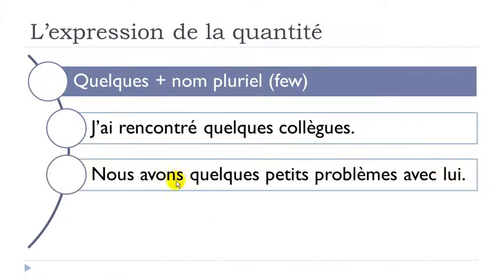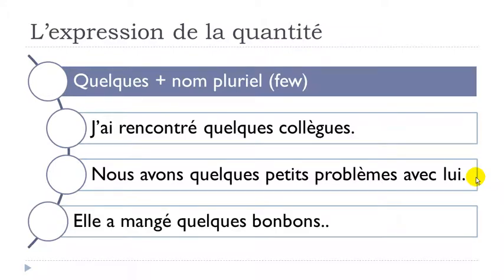Nous avons, so it's avoir, to have, at the present form, quelques petits problèmes, petits, small, problem, avec lui, with him. Nous avons quelques petits problèmes avec lui. Okay, and then the last example. Elle a mangé quelques bonbons. Oh, we get two dots here, I don't know why, but only one is enough. Elle a mangé quelques bonbons. Okay, so manger here is to eat, past form, and then bonbon, candies.